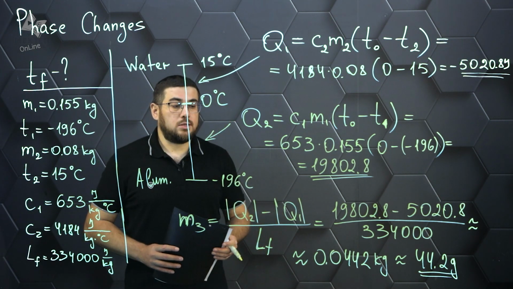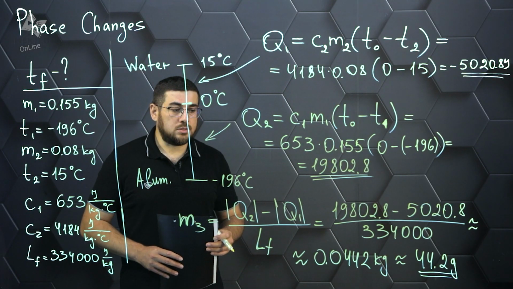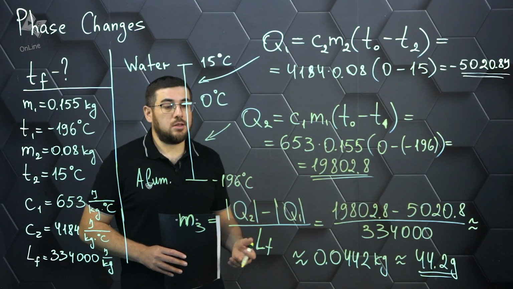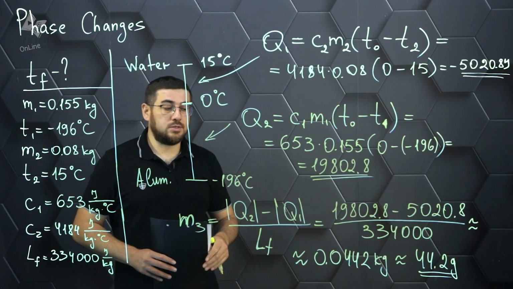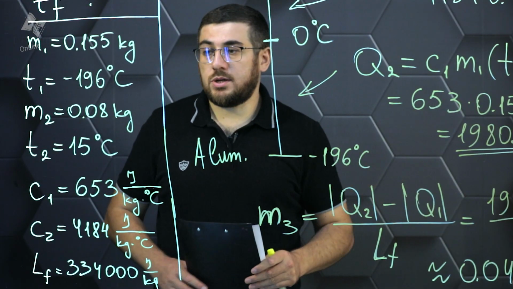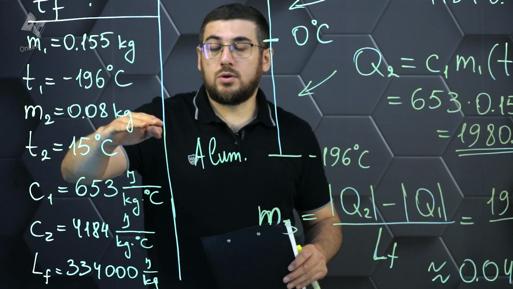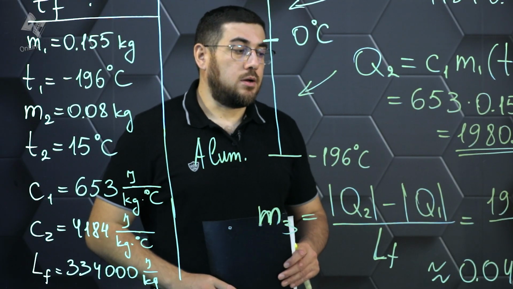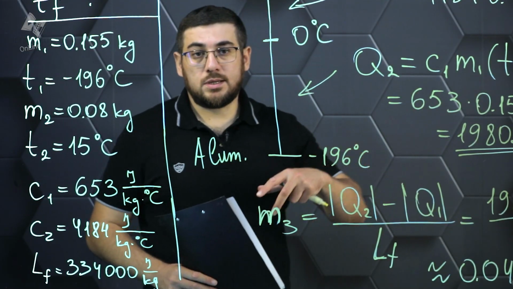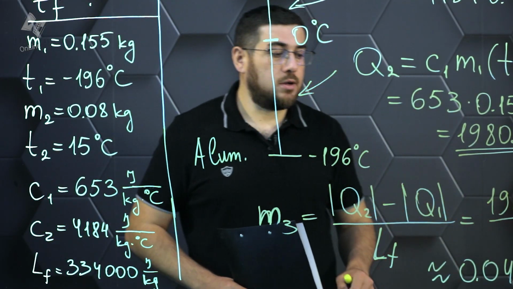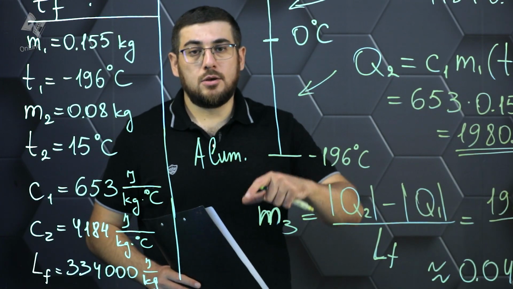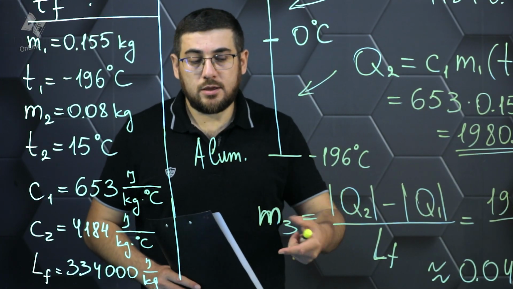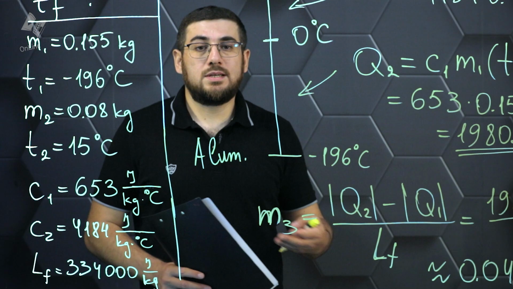In other words, we're saying it's 44.2 grams of water that need to freeze in order to provide the remaining heat so that the aluminium can be heated up to 0 degrees Celsius. Now let's turn to our data, specifically to how much water we had initially. We can see that there were 80 grams of water. This means that out of those 80 grams, 44.2 grams are frozen. Accordingly, the remainder will stay in a liquid state.